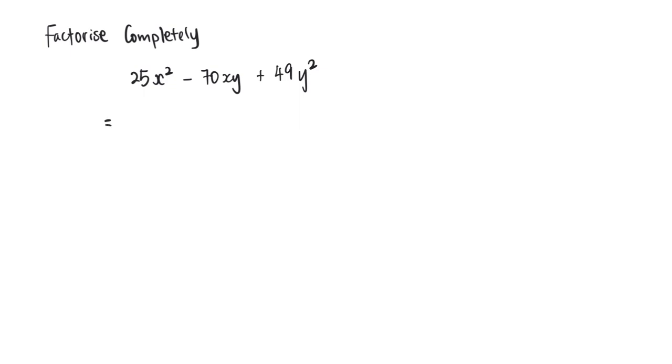And the first thing I saw is that I could rewrite 25x squared as (5x) squared, because 5 times 5 is 25, x times x is x squared. I could also rewrite 49 as (7y) squared. And then I realized I could rewrite 70 as 2 times 5x times 7y.